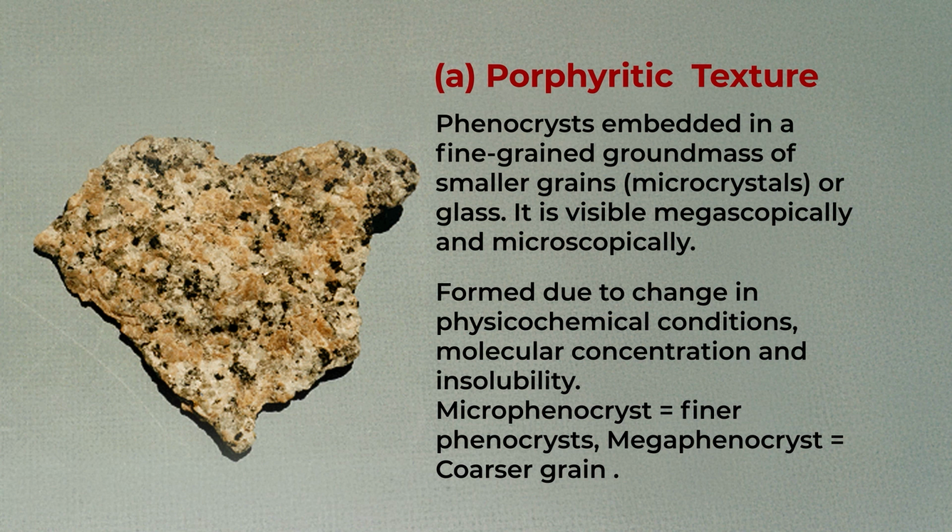The microphenocryst is a finer phenocryst and the megaphenocryst is a coarser phenocryst grain. These are the two important terms commonly used to describe porphyritic texture. The finer grain size crystals are called finer phenocrysts or microphenocrysts, whereas the large size crystals embedded within the fine-grained matrix are called megaphenocrysts, which are coarser in grain size.